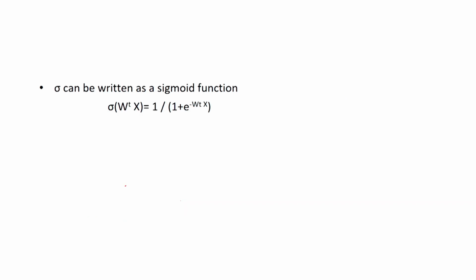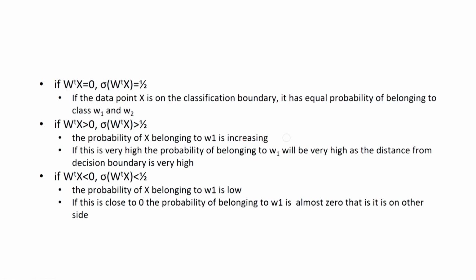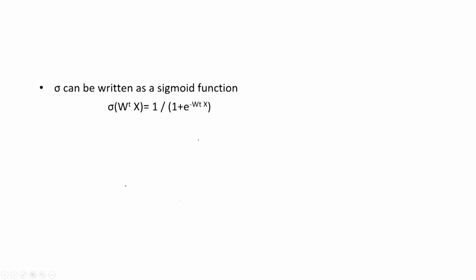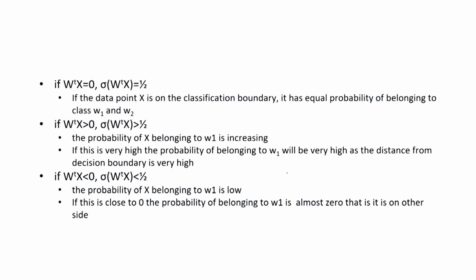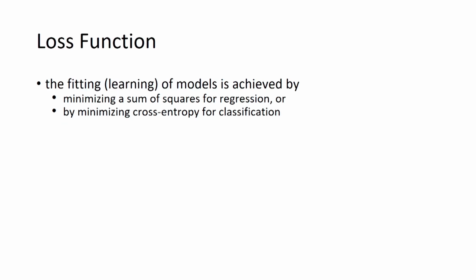So, here this is the sigmoid function, where z is what we provided, W transpose x. In this way your distance is now converted into values between 0 and 1, and we are treating this as the probability of belonging to a particular class.